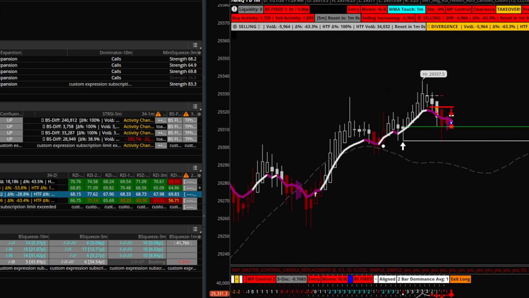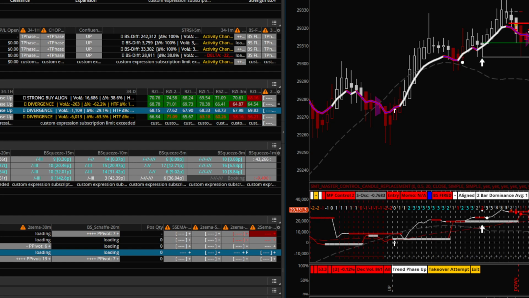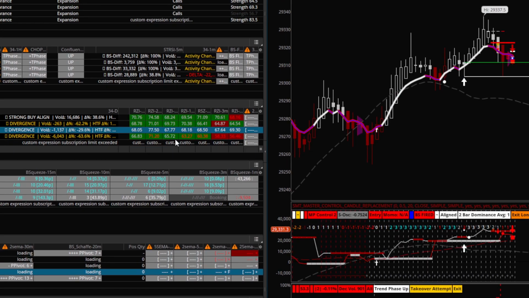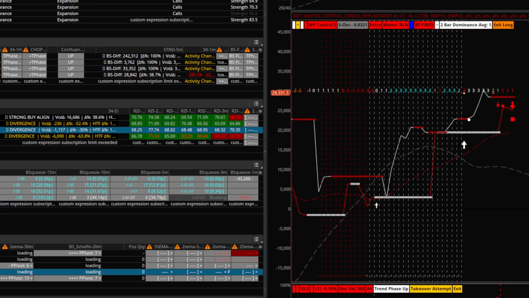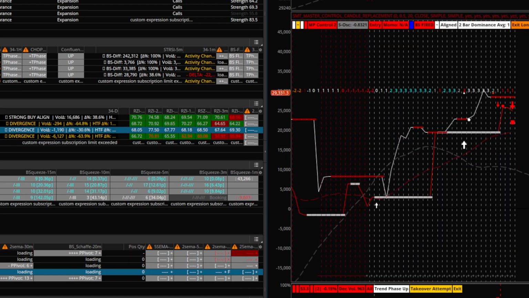All of this stuff is just junk to me now. And all of this stuff here, I'm just going to trade on what real market structure is.